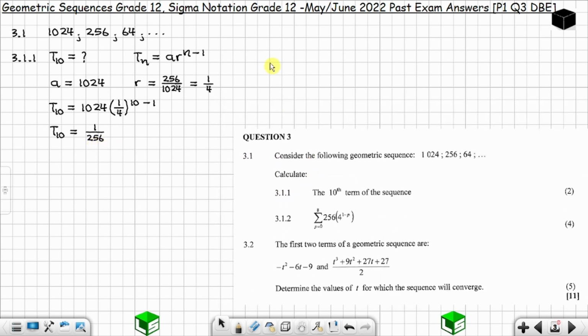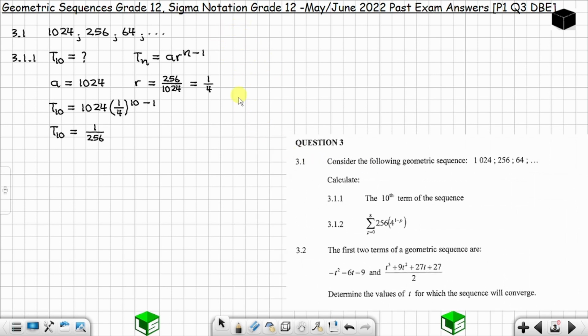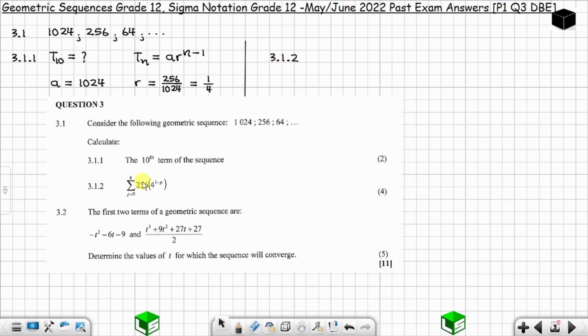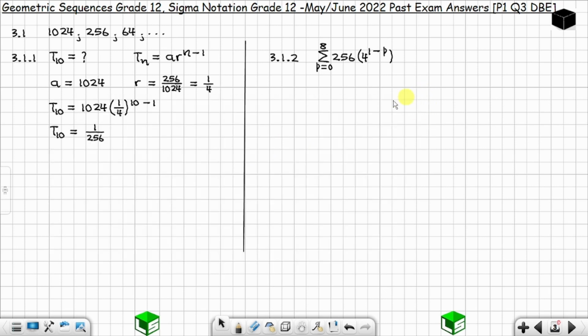Let me make a line here. 3.1.2, I'm going to do it here. Now you are given this sigma notation. This one, the one you are given. The question is to calculate the sum of this. You need to get the sum from p equal to 0 to p equal to 8. You have to calculate the sum of this from p equal to 0 to p equal to 8.